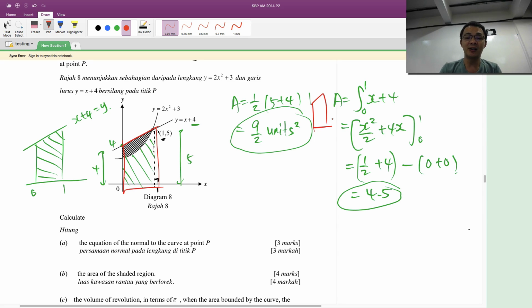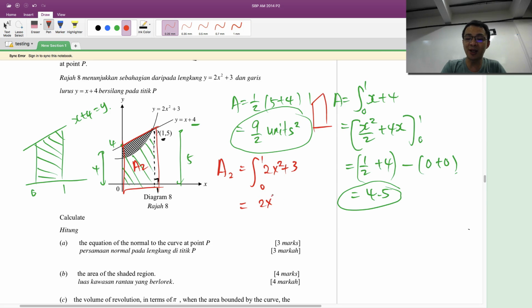Okay, so then we have to find the area under the curve. So for the area under the curve, I will do the same thing. Or you can just write A2, I just write a short form. A2 means this time I will integrate the equation of the curve, which is 2x squared plus 3, same thing from 0 to 1.